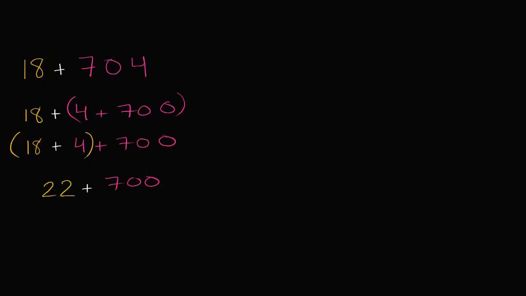And now this is pretty easy to compute. And all of these are going to be equal to each other. So let me just write it like that. 22 plus 700, I can do that in my head. That's going to be 722.